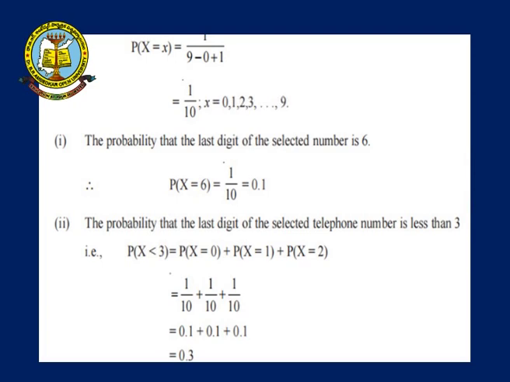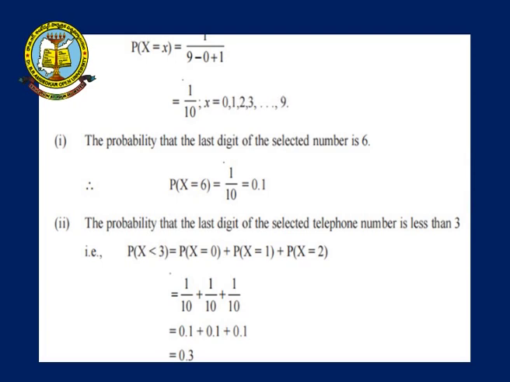You can check other numbers also. For example, if my number is 9, the probability that the last digit of the selected number is 9 is also 1 by 10 only. That is why you can take equal chance. Getting 0 is 0.1, getting 2 is 0.1, getting 3 is also 0.1, getting 9 is also 0.1. So that is the first answer. I think you are understanding the first bit.